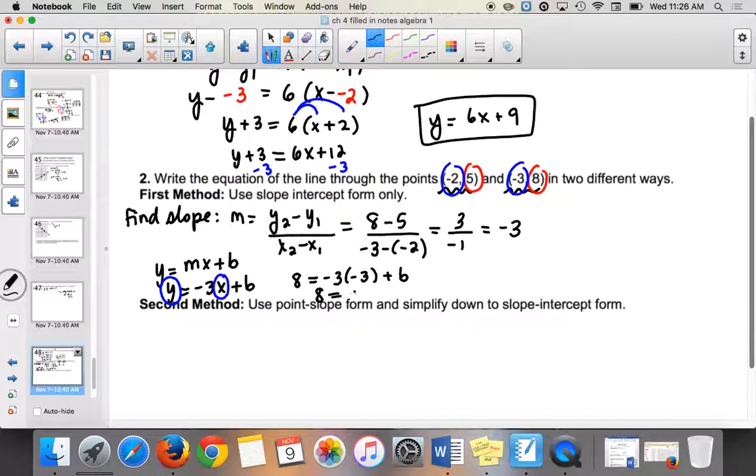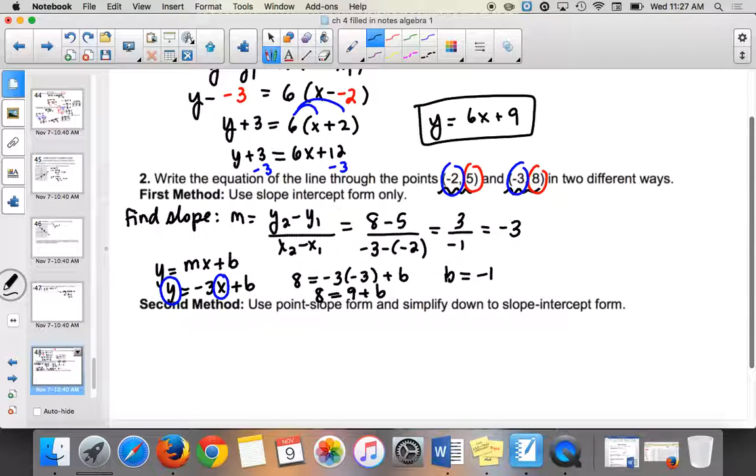So when I plugged in my point, I got a b value of negative 1. Did you guys all get a b value of negative 1? Yeah? Did you guys get a b value of negative 1? Yeah? No? Okay, so do you want to do the other one?